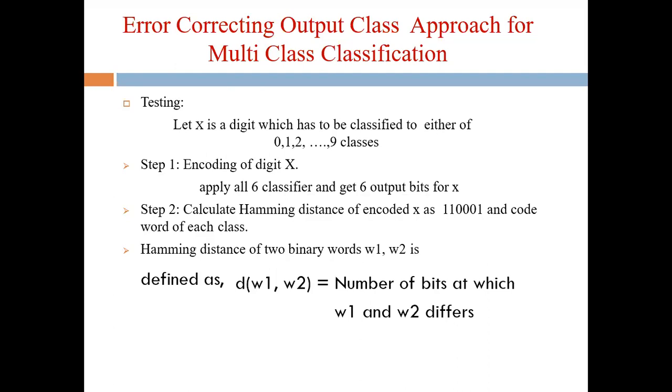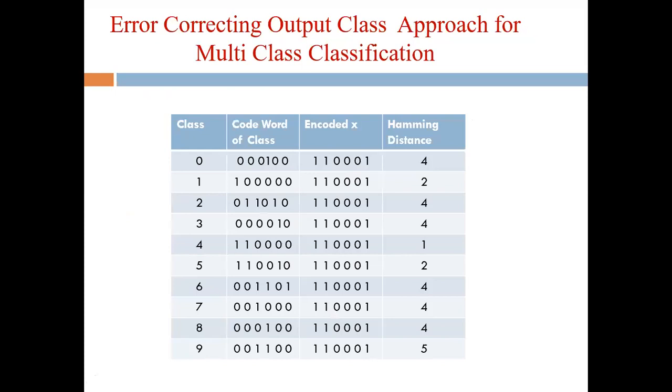In step 2, we calculate the Hamming distance of the test instance X, whose n-bit code word is assumed as 110001, with the code word of each class. So how do we calculate the Hamming distance? The Hamming distance of two binary words W1 and W2 is defined as the number of bits at which W1 and W2 differ. Let's try to understand this Hamming distance with an example.